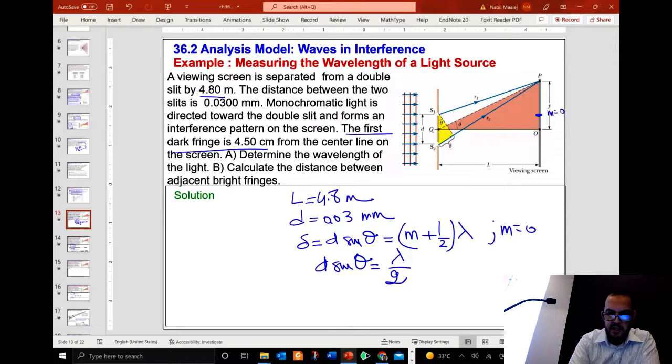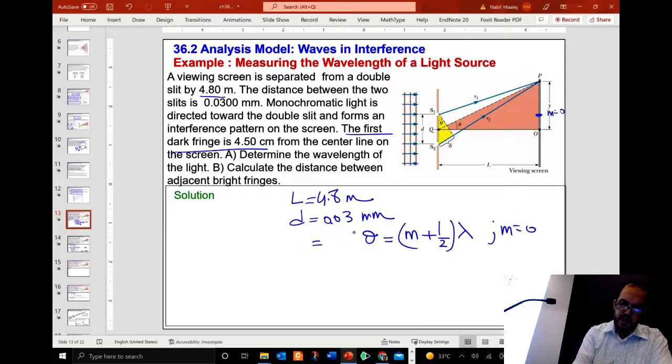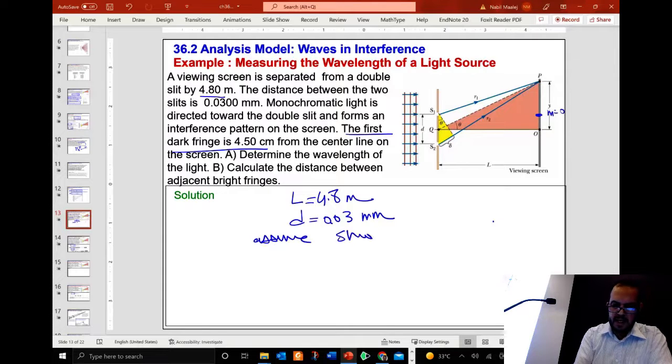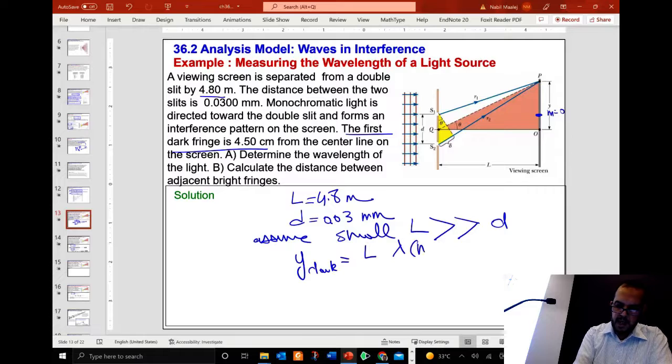Or maybe I should use the other equation. Because I don't have the angle theta, and they asked me to determine the wavelength, let me use the other one, which is the position. Let's assume a small angle. I can do that because notice L is much larger than D. And what did we say? For the dark spot, y dark is going to be equal to L lambda (m + 1/2) divided by D.